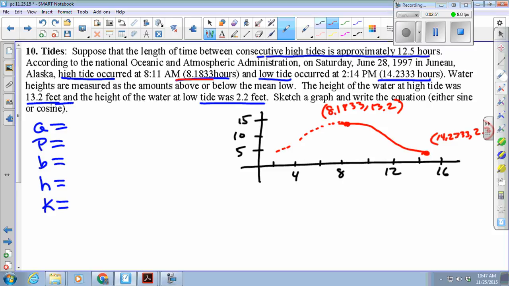Okay, now remember, we needed the high and the low. So we're going to calculate with these points. I'm going to write it as a cosine function. The h value is going to be 8.1833, because we've got to shift over that far to start the cosine function. Let's go through the process. Maximum: max y minus min y divided by 2 equals, and let's pull out the calculator at this point.